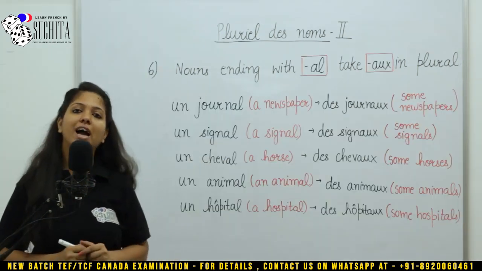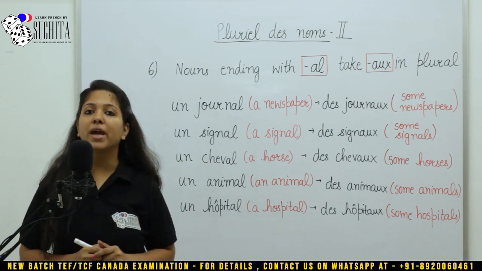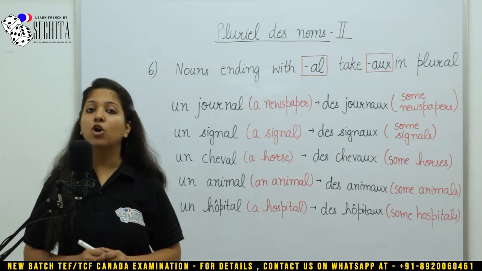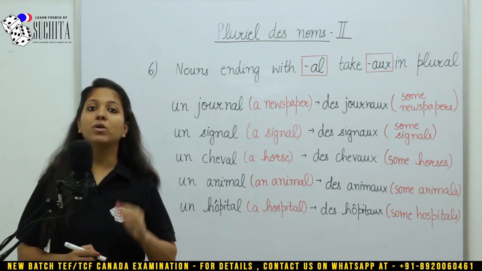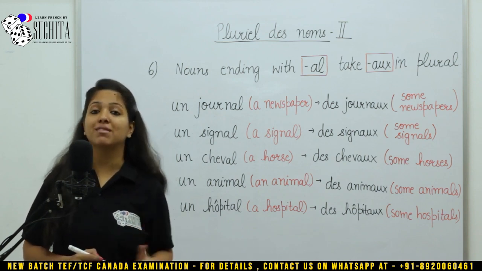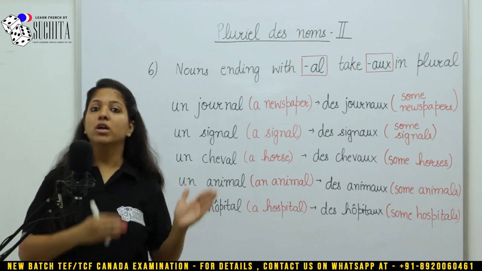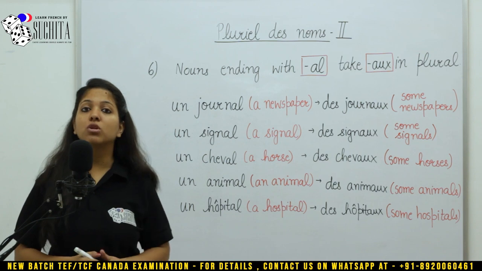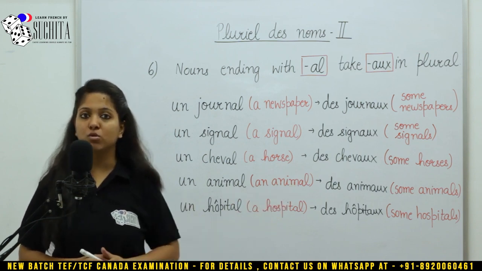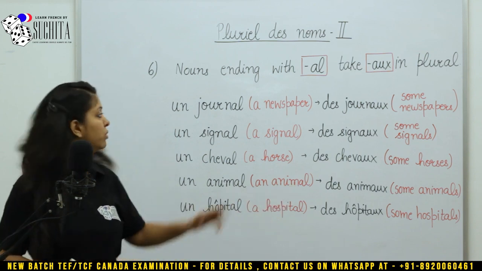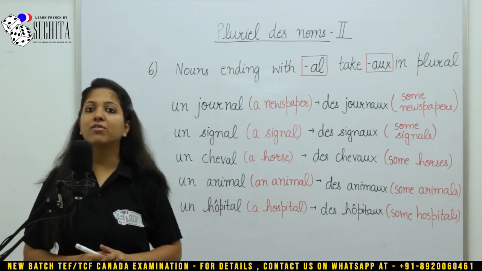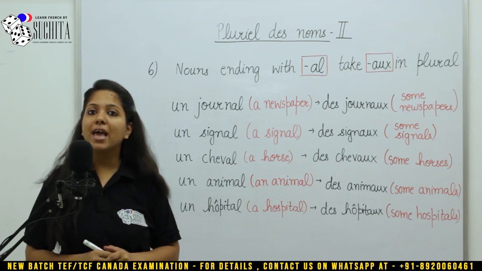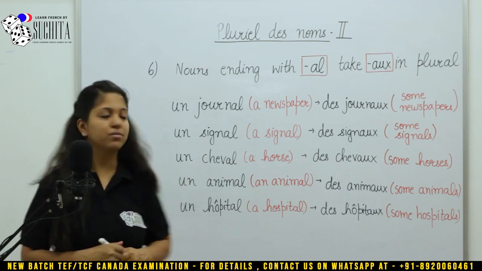Now the next rule that we have is the nouns which end with AL, they take AUX in order to make them plural. Now it is a little different rule in terms of pronunciation also. Till now the pronunciation of singular and plural was the same. But in this rule the pronunciation of singular and plural will also change. Now what is the rule? All these nouns which I have written on the left hand side, they all end with the AL combination at the end.